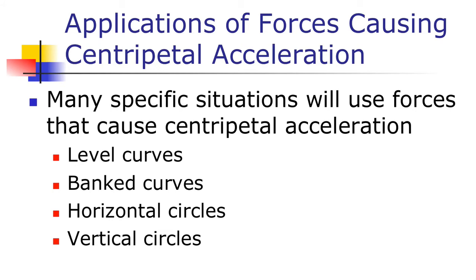So, applications. There's a long range of applications of centripetal force, but we can look at one of the simple ones. For instance, what about when a car is traveling in a curved path? What if the car is traveling in a banked curve? Banked means slightly sloped, and horizontal circles means like in a racing track, something like that.